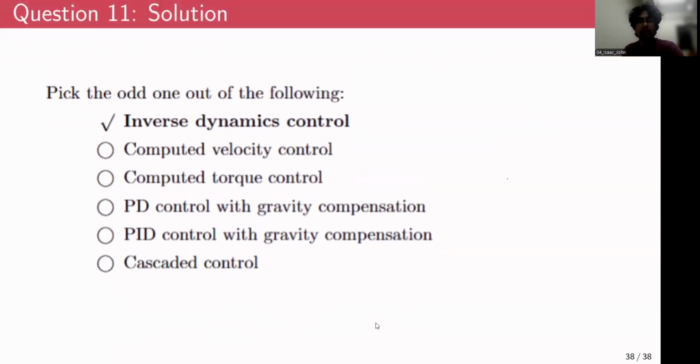Yeah. So with that, we have come to the end of this session on motion control. If there are any questions, I can take it. Otherwise, we can wrap up this session. So are there any questions?